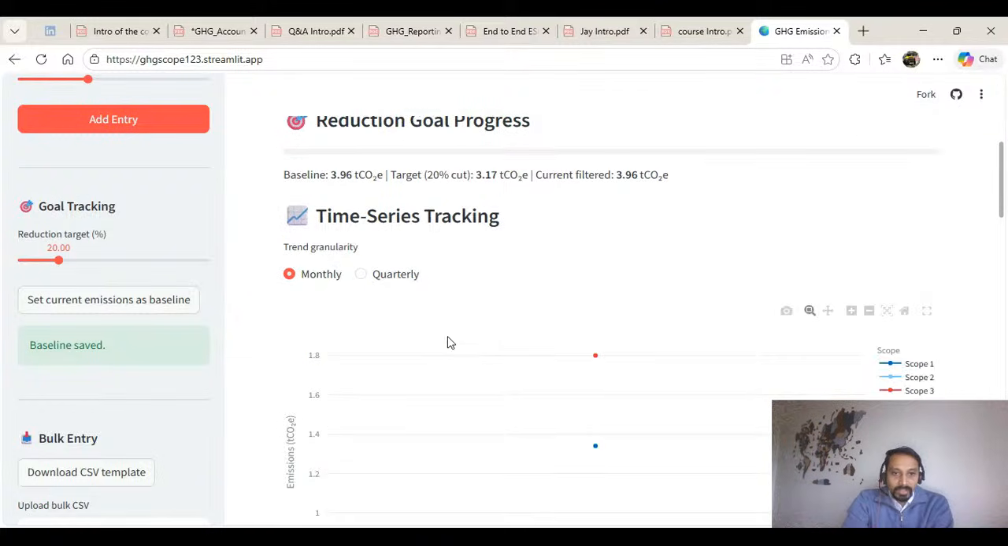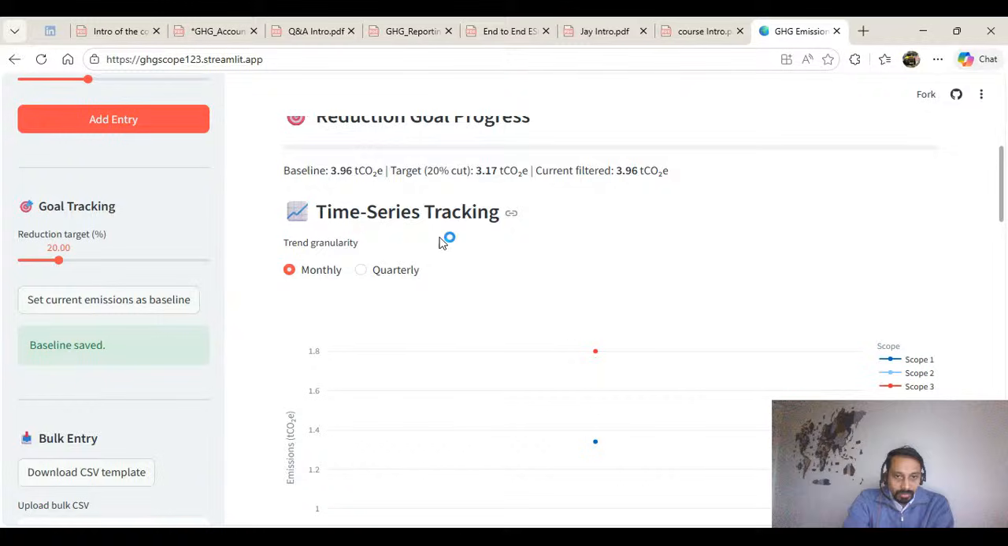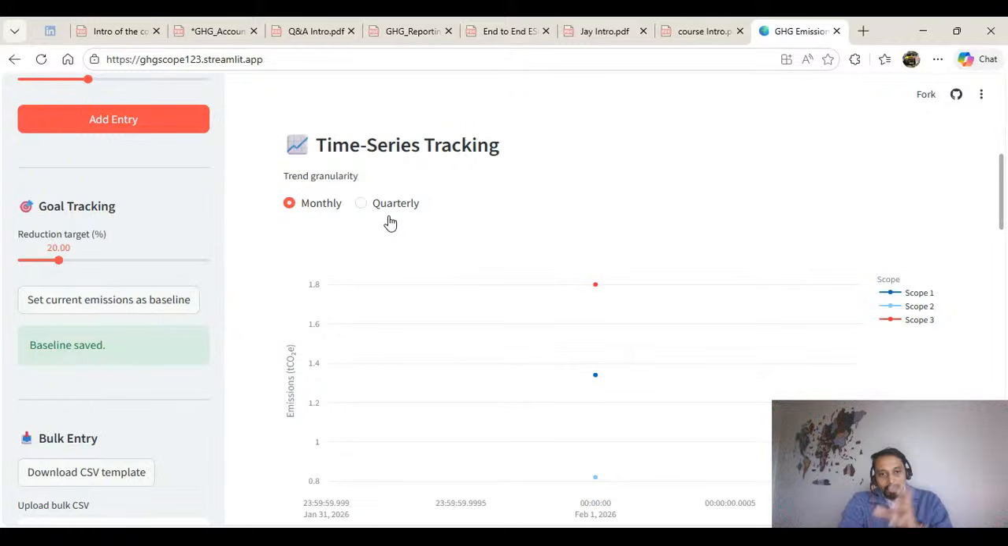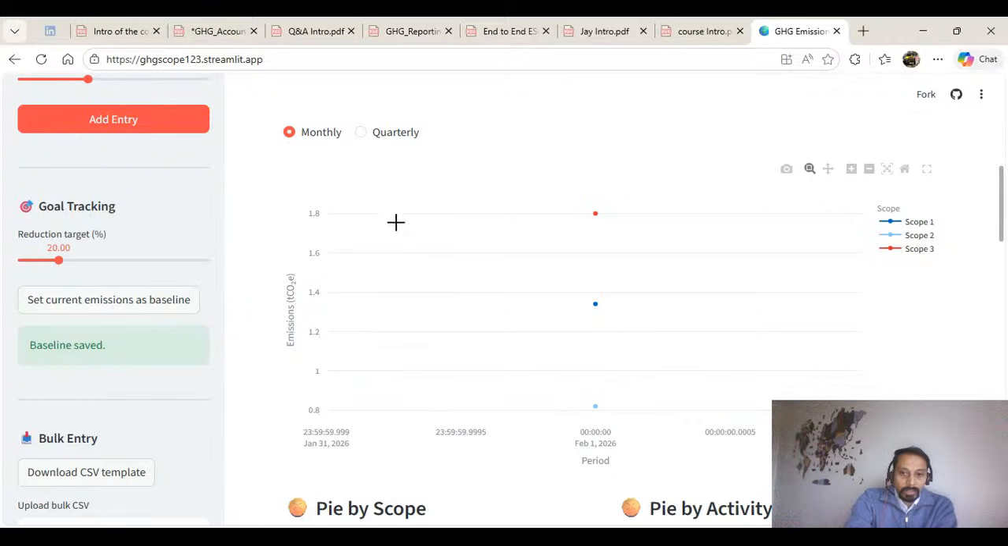And you can monitor for the time series tracking. It can be monthly, quarterly. You can add different data, and you can monitor monthly and quarterly data based on the requirement. So in today's February 2026 month, you can see the whole emissions for the scope 1, scope 2, and scope 3 emissions based on the requirements.